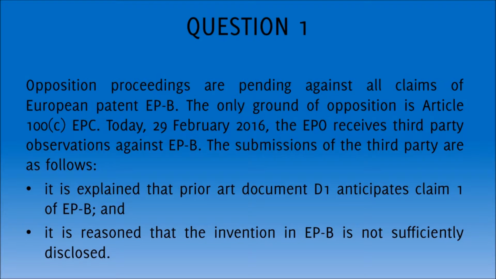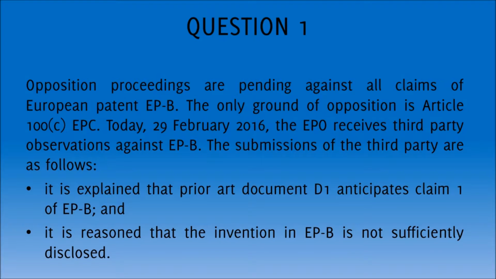Let us read the fact section first. Opposition proceedings are pending against all claims of European Patent EPB. The only ground of opposition is Article 100C EPC. Today, the 29th of February 2016, the EPO receives third-party observations against EPB. The submissions of the third-party observation are as follows. It is explained that prior art document D1 anticipates claim 1 of EPB, and it is reasoned that the invention in EPB is not sufficiently disclosed.